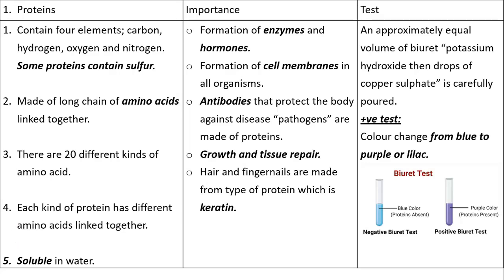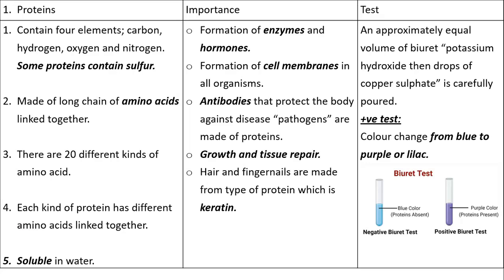Antibodies that protect the body against diseases or pathogens. Antibodies form the army of our body to protect us from any invasion. What are they made from? Again, they are made of proteins. Proteins are also responsible for the growth and the repair of our tissues. Also, our hair and fingernails are made of proteins. The protein keratin, to be exact, is what makes our hair and fingernails.